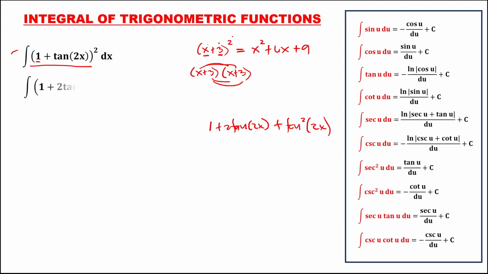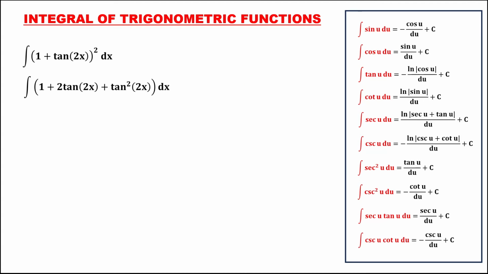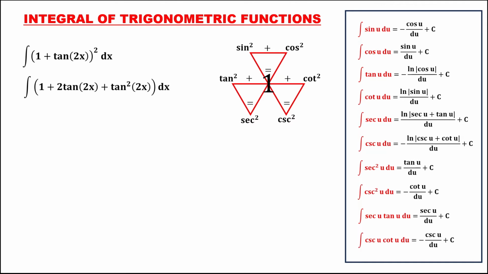So we now have the integral of 1 plus 2 tangent 2x plus tangent squared 2x, then the dx. This time we need to check if there is an identity. So using this second figure, find the identities.